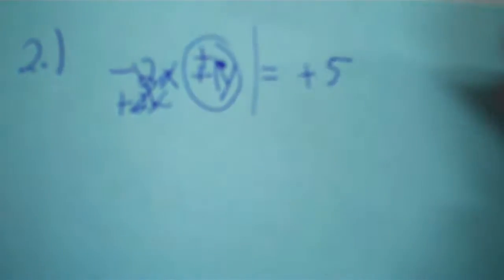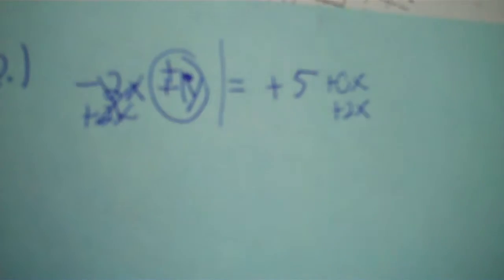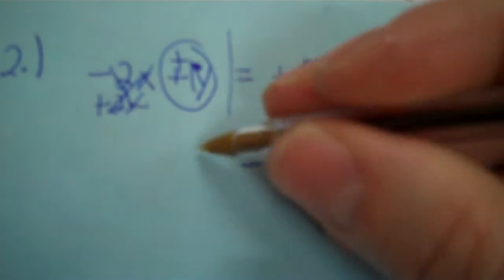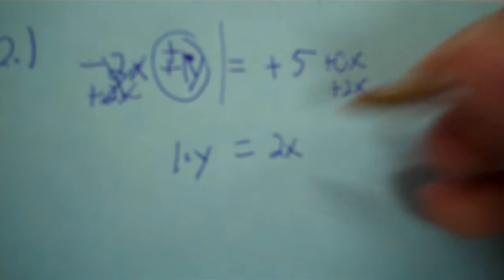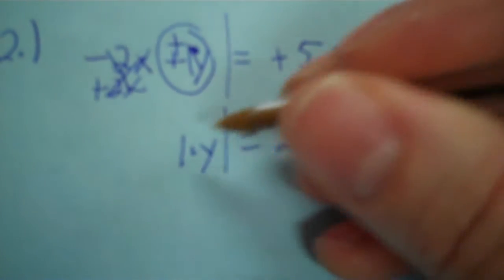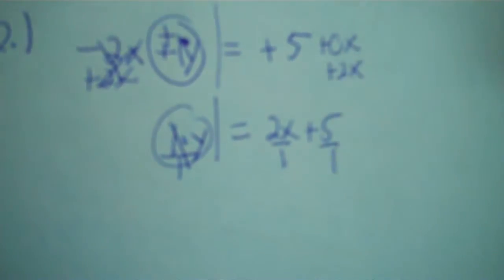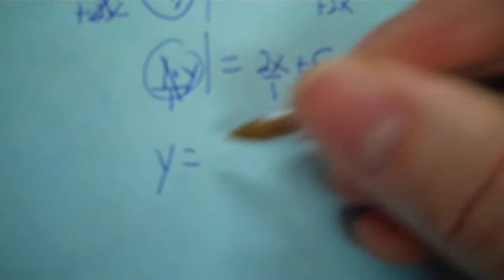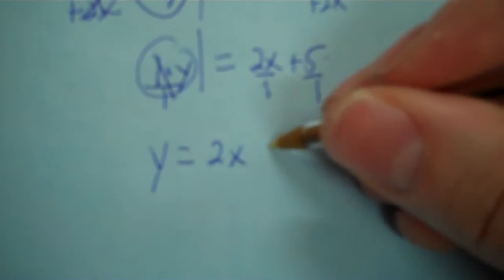Now you take out your negative 2x with positive 2x, plus 2x, and make a 0x, so you have a place to add 2x. So you have 1 times y, and then you're going to have 2x, and then plus 5. Now you divide everything by your 1. Then the y is by itself. So y equals 2 divided by 1 is 2, 2x, and 5 divided by 1 is 5.